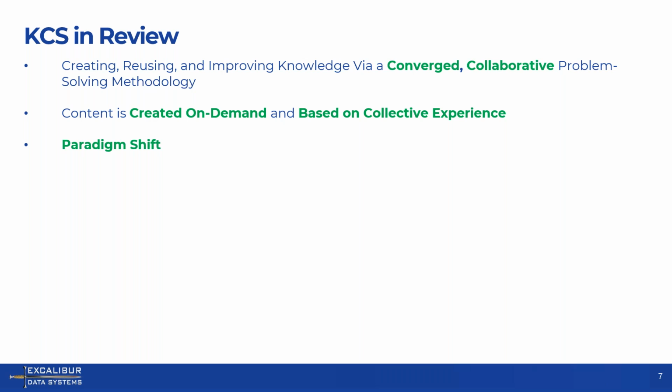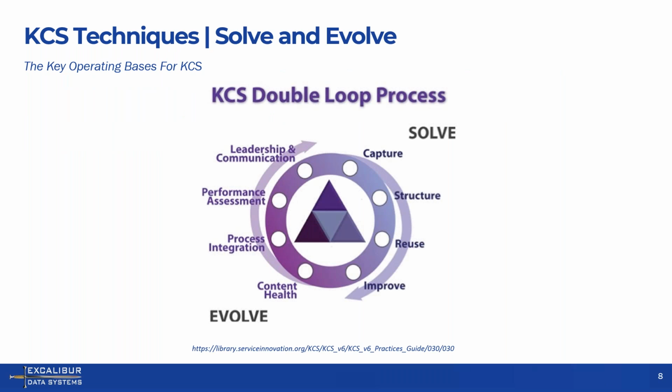So Jonathan, let's dive right in to the KCS techniques and the solve and evolve loop process. Sure, thanks, Mike. So we will spend a predominant amount of time talking about what KCS calls the double loop process. And the double loop process is illustrated on the screen here, and it's divided really into these two different loops.